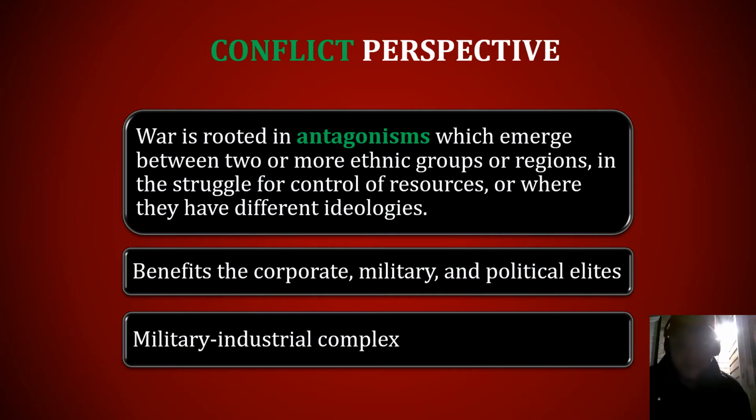Our friends from the conflict perspective talk about how war is rooted in antagonism. Antagonism, like one side antagonizing, egging on the other, which emerges between two or more ethnic groups or regions in the struggle for control of resources, or where they have different ideologies.